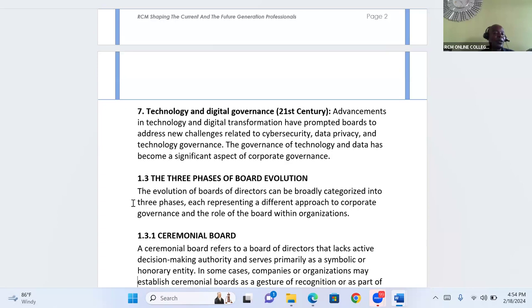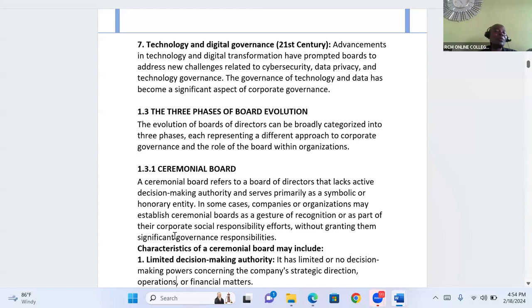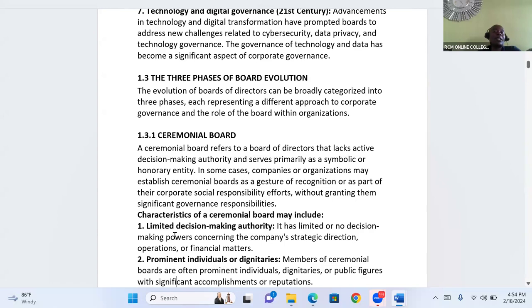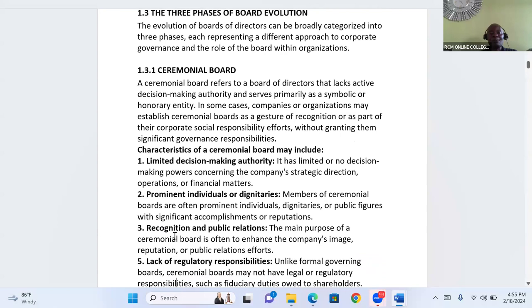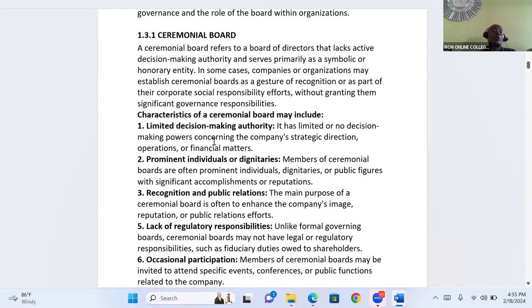So a ceremonial board refers to a board of directors that lacks active decision making authority and serves primarily as a symbolic or honorary entity. In some cases, companies and organizations may establish ceremonial boards as a gesture of recognition or as part of their corporate social responsibility efforts without granting them significant governance responsibilities. Characteristics of a ceremonial board may include limited decision-making authority. They were not even being involved in decision-making at all.